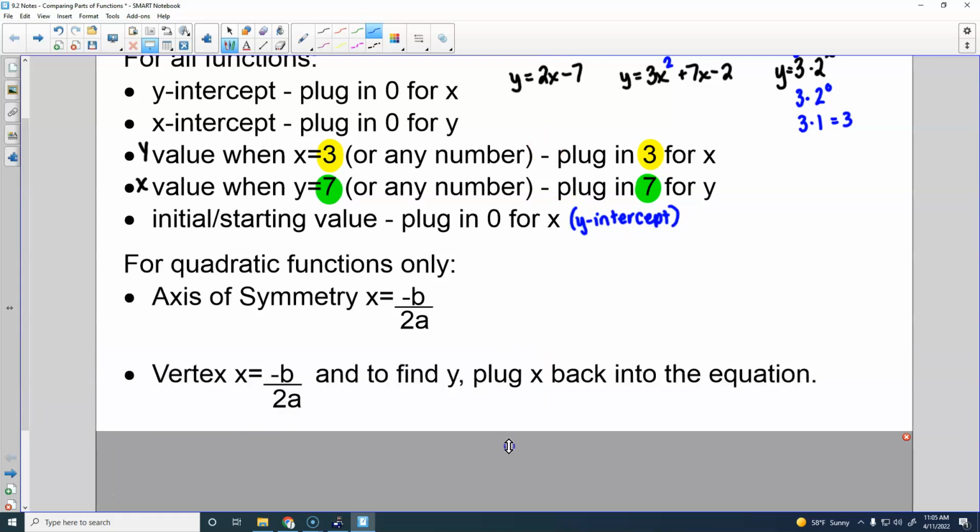Okay. Vertex. Vertex, your x coordinate is going to be negative b over 2a. To find the y, plug x back into the equation. So once you get the x, you'll plug it back in. So this is fairly recent. You should hopefully remember it, but let's write it down one more time, just to make sure.